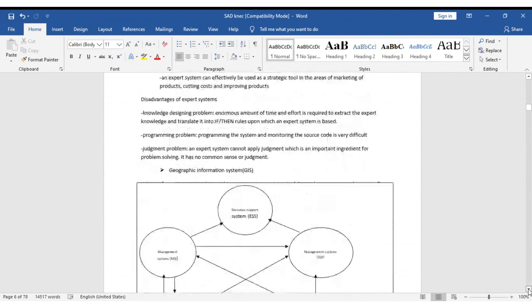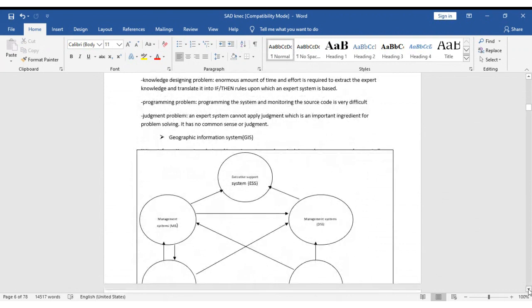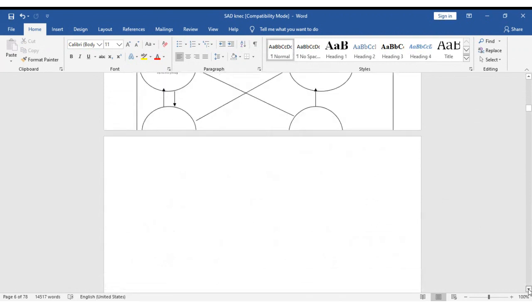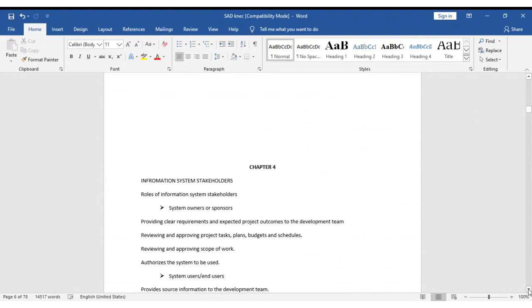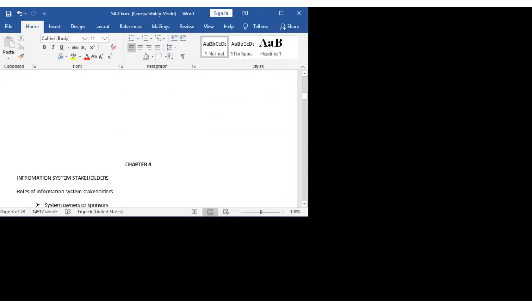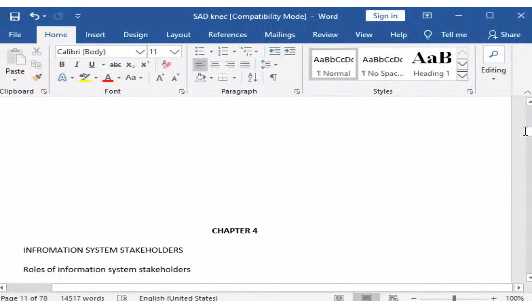Then we have geographic information systems. And yeah, we are going to look at the next lesson, maybe information system stakeholders. Now, let's look at stakeholders.